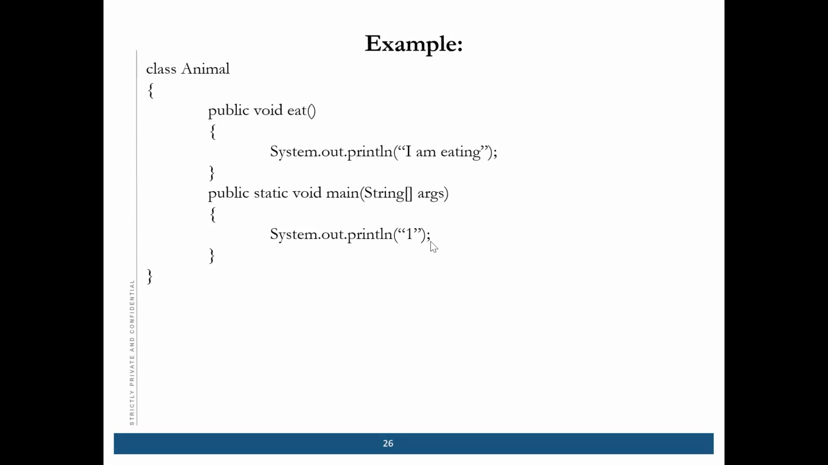So what is the outcome of this program? Can anyone tell? Not the old batch people, the new batch. I'm eating 1 or something? I know I'm eating is there, but why does it say 1 again? I don't know what all it will print. What is the output of this program? It's I'm eating.